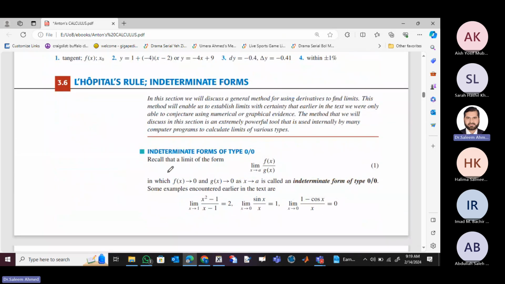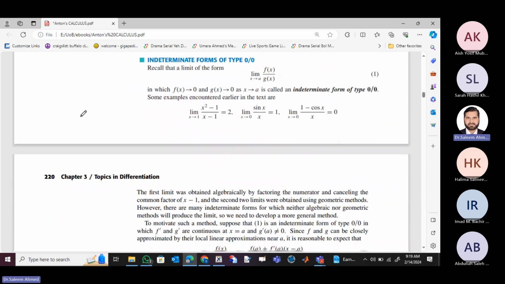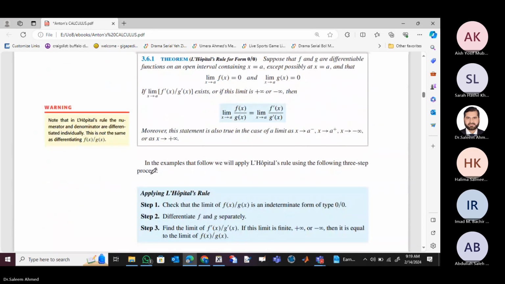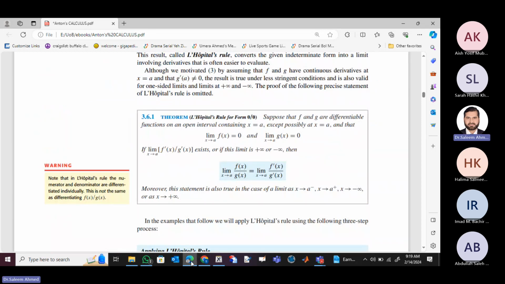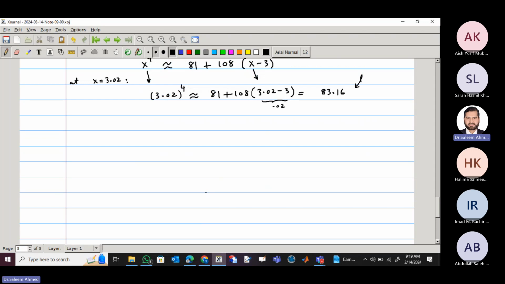I don't know whether in calculus 1 they did 3.6 or not, L'Hopital's rule to find limits. When I taught calculus 1 last year, I think in the fall, I taught that, but I don't know about Dr. Badriya, whether she did it or not. But it's a very simple application of derivative. That's why it is here.